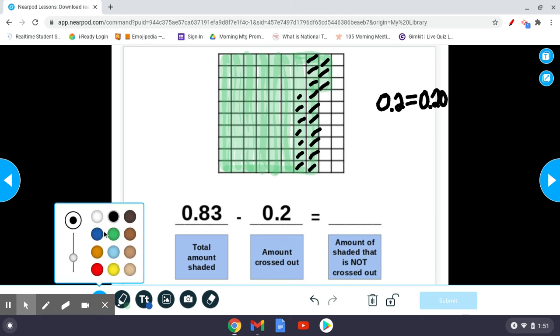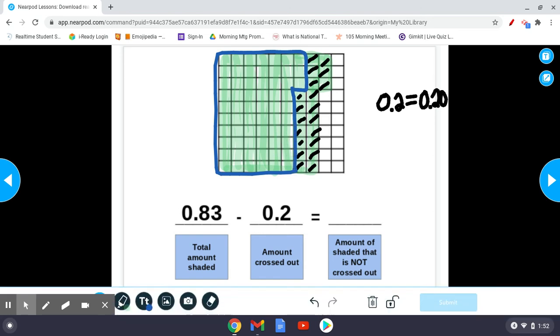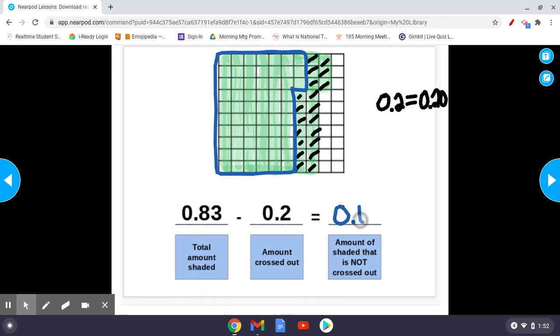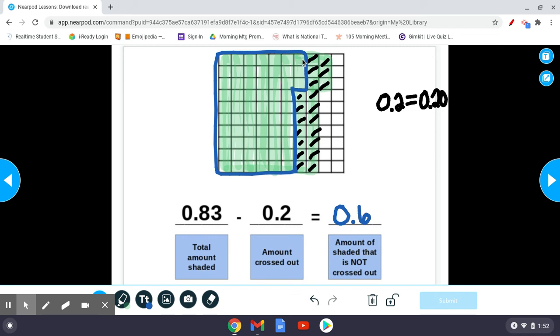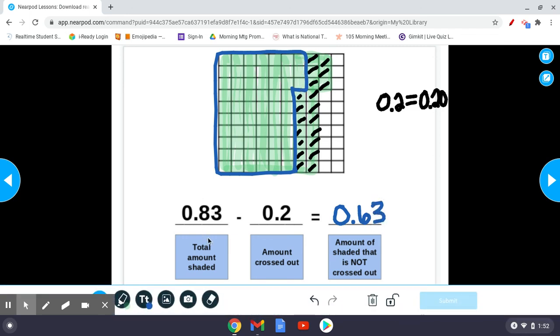And then the part that is remaining, all of this represents the difference, which is the answer to my subtraction problem. So all I need to do is go ahead and count the part that's green that does not have anything crossed out. So let's count by tenths. 1, 2, 3, 4, 5, 6 tenths. So again, I have 0 wholes. I have 6 tenths, and then I have 1, 2, 3 hundredths.